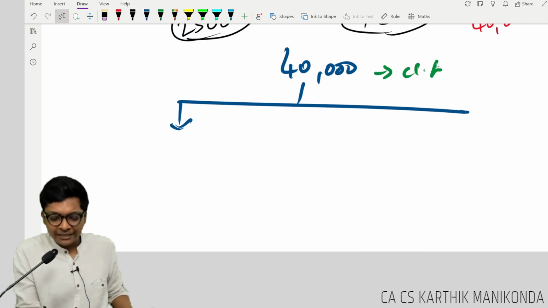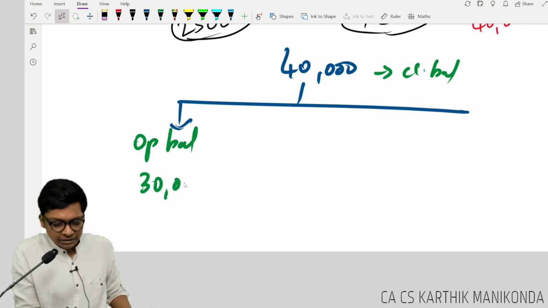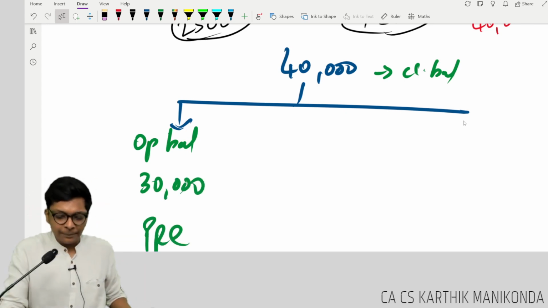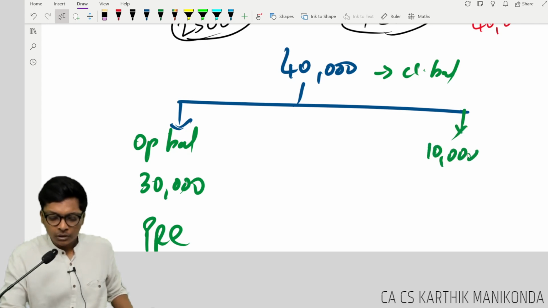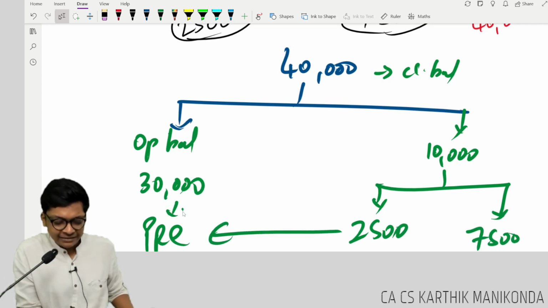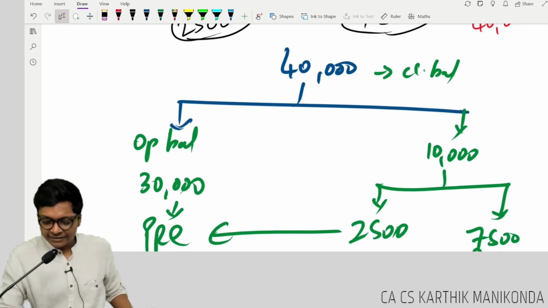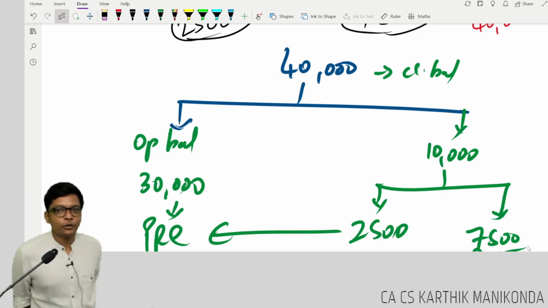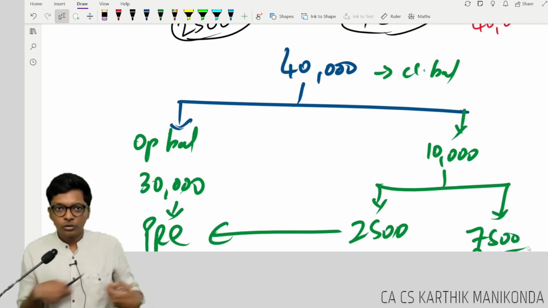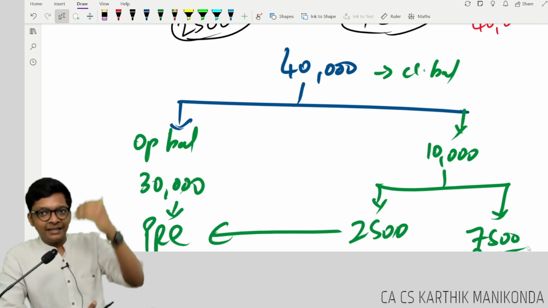40,000 is the closing balance. Correct? In that, opening balance is how much? 30,000, which is fully pre. Fully pre. Balance current year is this 10,000. Again I will split into 2,500 and 7,500. This also is pre. 7,500 is post. That's it. Are you following? Are you understanding, guys? Vishnu, following? Hello? We are now entering actual sums, guys.